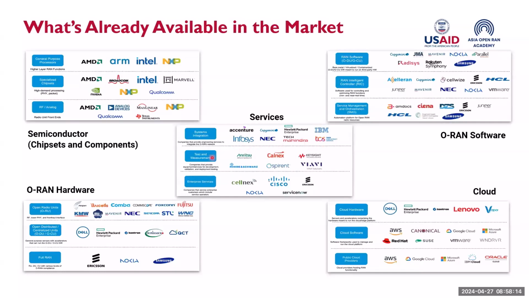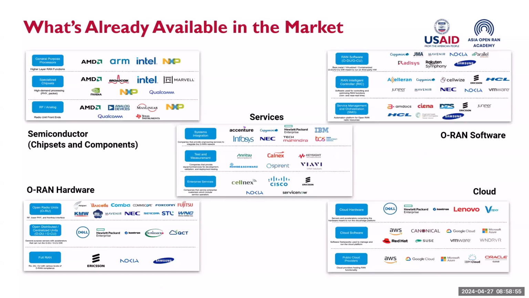For the test and measurement, when you are trying to test the performance of your RU, the CU, the DU, or the UE, Anritsu is there, Rohde & Schwarz is there, Spirent is there, Keysight, and Viavi. Keysight was previously known as Agilent. Okay, and then Viavi is also one of the major test and measurement vendors. Enterprise services, we have Cellnex, Cisco, Nokia, Ericsson, and ServiceNow. Okay, so there are a lot of players already available in the market.